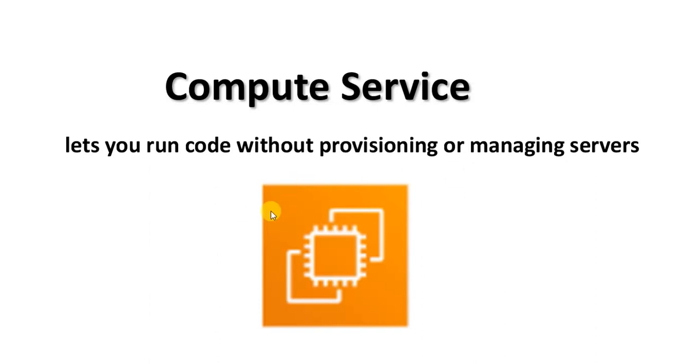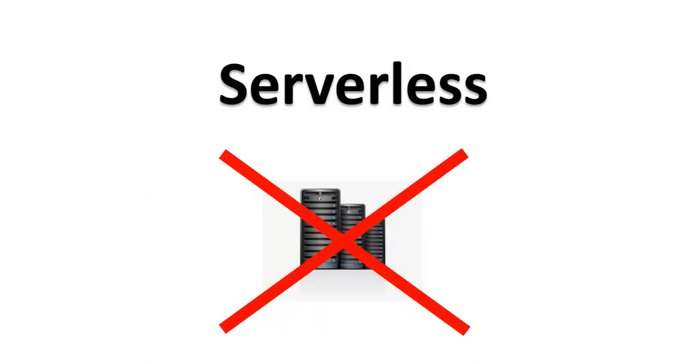Lambda lets you run the code without provisioning or managing servers, which means that you need not spin up any EC2 cluster or any server to run your code in AWS Lambda. You just have to write the code and upload it in the Lambda, and Lambda will take care of provisioning the clusters and everything.